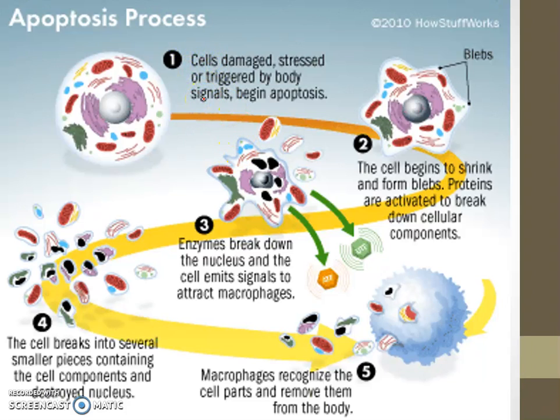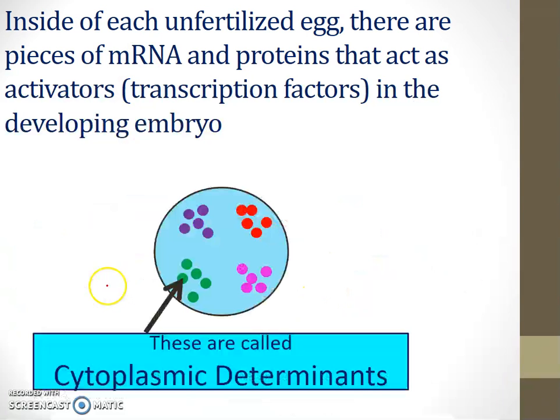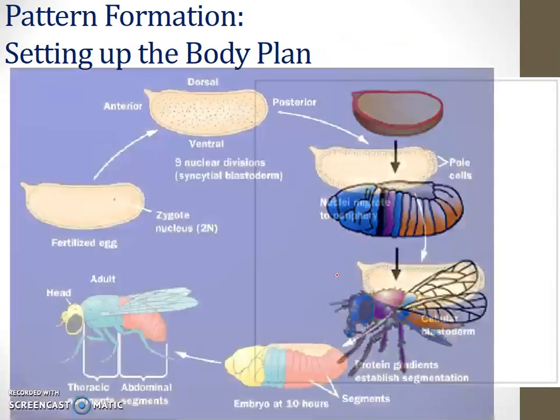apoptosis can happen while we're developing, but it also happens throughout our lives. So if a cell is damaged or stressed out, it can get a signal, like a ligand, to go through apoptosis. It starts to bleb, which is like folding in, and then it starts to break off into vesicles, and then your macrophages will come and recognize those and clean up the debris. So this is just a review of that first part.